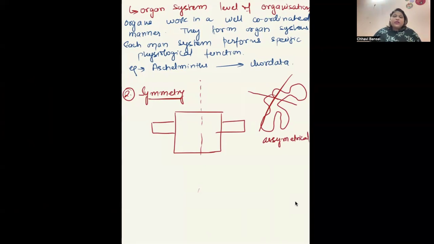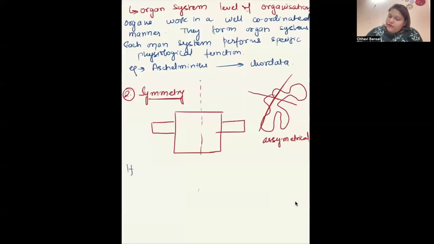Okay. Same way in the organisms also, we have some organisms that have symmetry. We have some organisms that do not show any symmetry. So those organisms that do not show symmetry are called asymmetrical. Okay. Before that, let's write down what is symmetry.